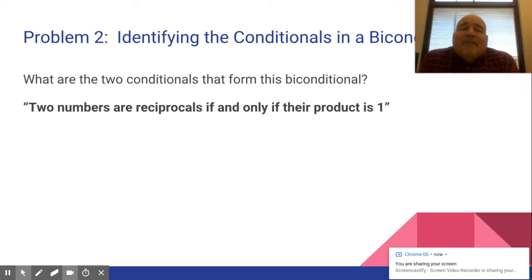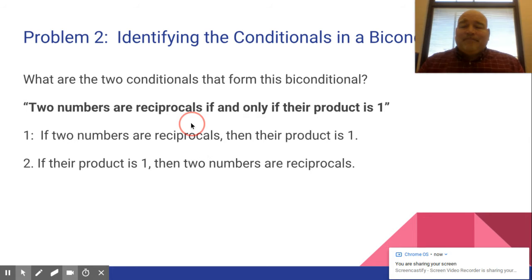So we want to take this biconditional statement with the words if and only if and break it up into two conditional statements. So the first part, the two numbers are reciprocals, would become the hypothesis. And our two conditional statements would become if two numbers are reciprocals, then their product is 1. The other is the converse of that. If their product is 1, then two numbers are reciprocals.